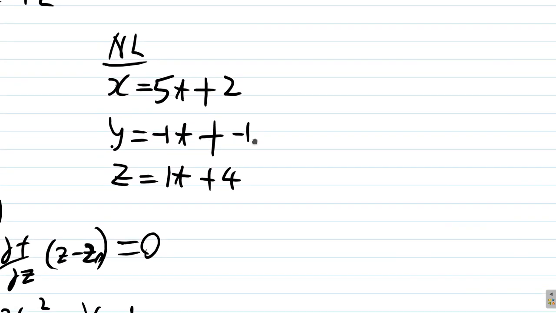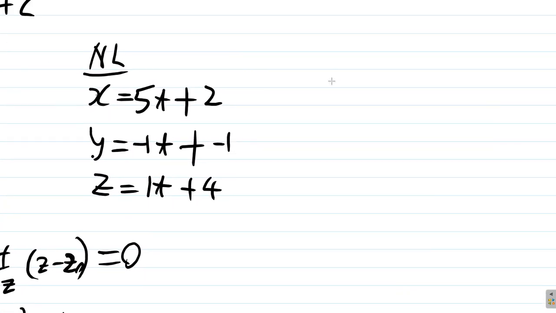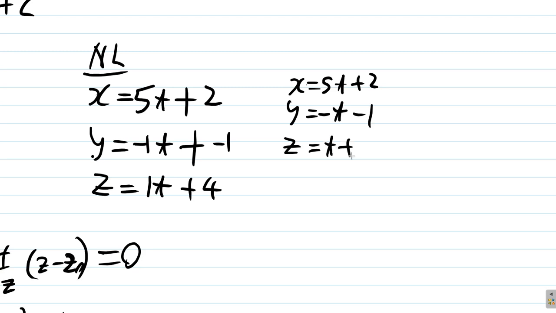Okay. So the normal line equation, you could write it as, well, the equations that represent the normal line. X equals 5t plus 2, y equals negative t minus 1, and z equals t plus 4.